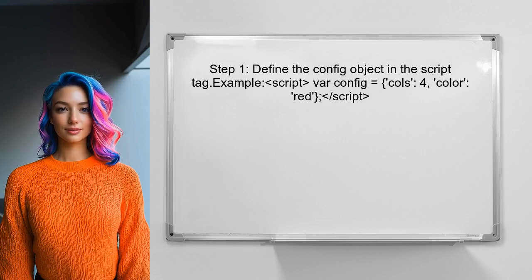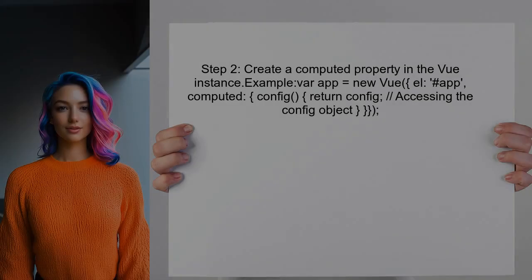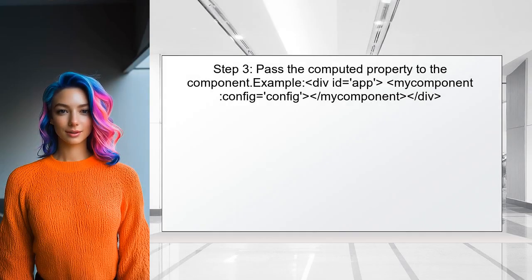can utilize the Vue instance's methods. First, they should define the config object in the script tag, as they have already done. Next, the user should create a computed property in the Vue instance. This computed property will return the config object, allowing it to be accessed in the component. Now, the user can pass the computed property to the component using the v-bind directive. This allows the component to receive the config object without needing to define it in the data property.